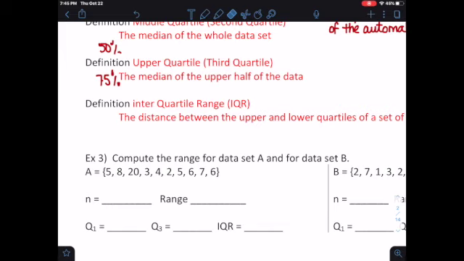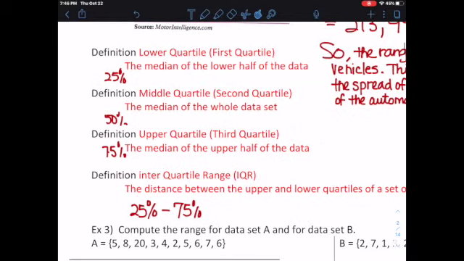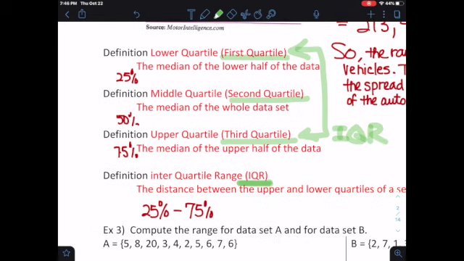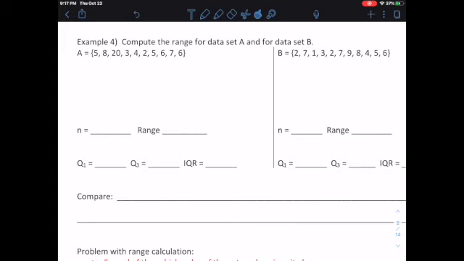Definition of the interquartile range, and that is going to be IQR. An IQR is going to be between the 25% lower quartile and the 75% upper quartile, or the third quartile. So if you think about 25% as the first quartile, 50% as the second quartile, 75% as the third quartile, the interquartile range, IQR, is between this one and this one. Hope that helps.